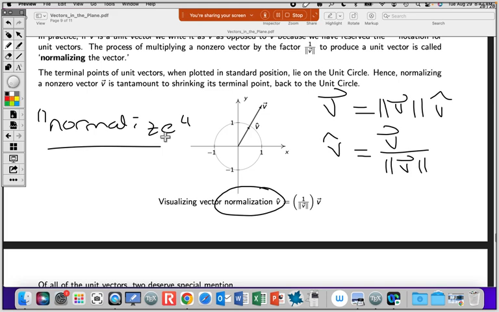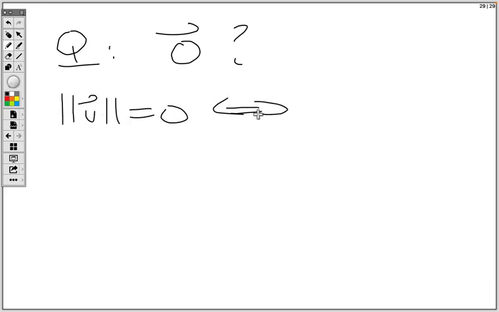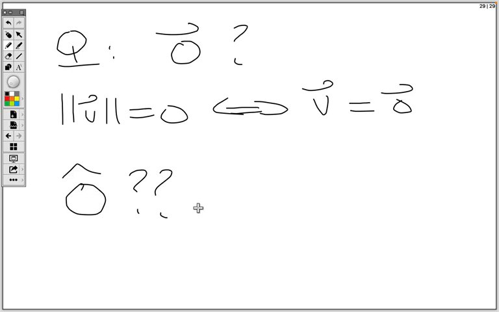Now, this works perfectly fine as long as you're not trying to divide by what? Okay. We know that the length of a vector is 0 if and only if the vector itself is the 0 vector. So that means that obviously the length of the 0 vector is 0, but moreover, the only time you get a magnitude of 0 is if the vector is 0 to start with. So this goes back to a question we had yesterday. What is the direction of the 0 vector?